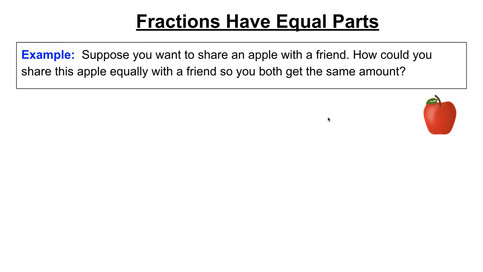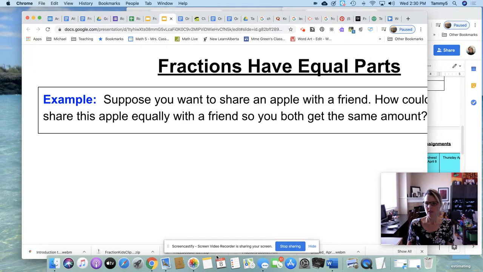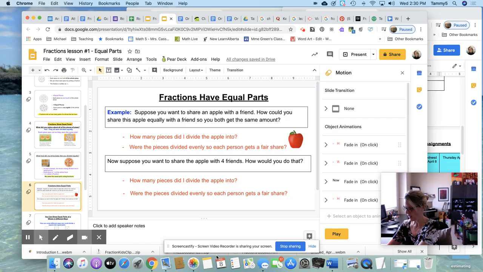So I'm going to stop sharing my screen with you to show you another example. So suppose you want to share an apple with a friend. How could you share this apple equally with a friend so you both get the same amount? So I actually brought an apple and I cut my apple in half. So if you said, yes, make 1 cut and cut your apple in half, you are correct.